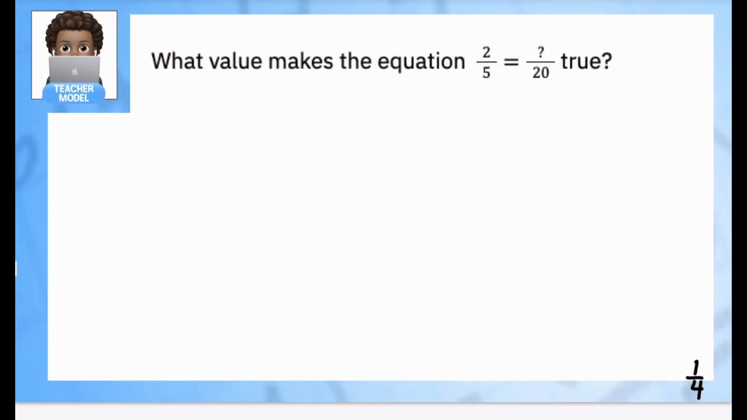What value makes the equation true? And so here's our equation: 2 over 5 is equal to something over 20. To do this, I want to show you two different methods that use multiplication to solve.